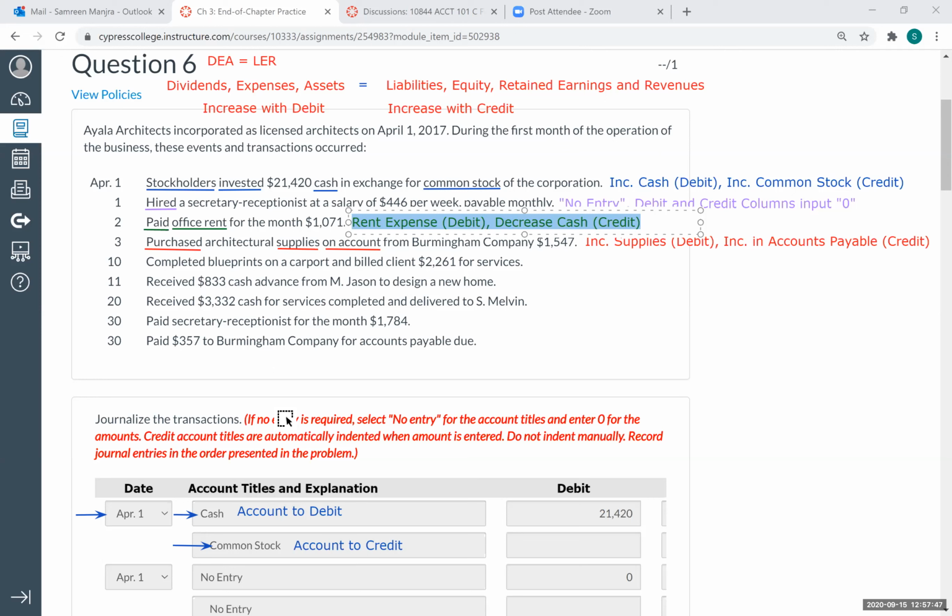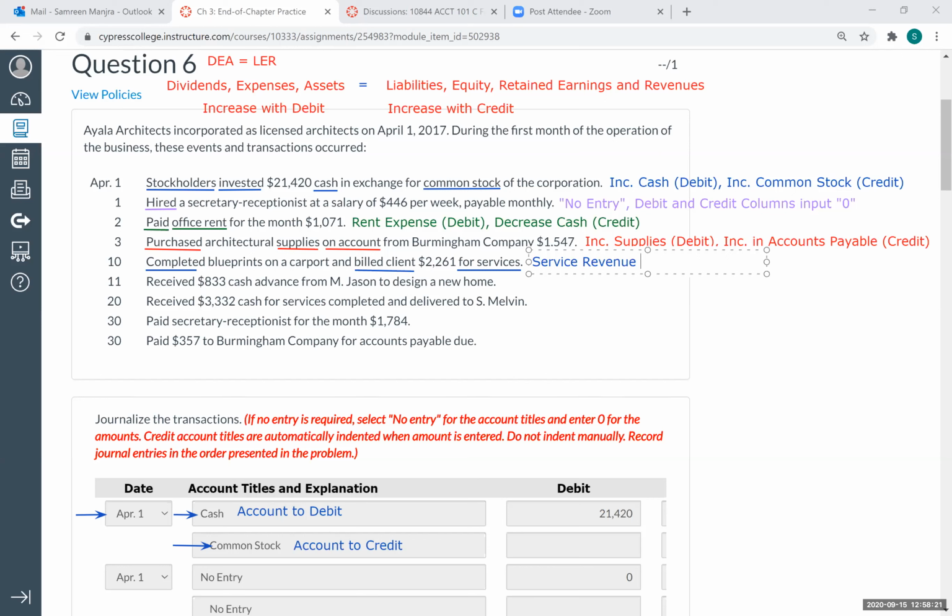All right, so our next transaction here, on April 10th, the company completed blueprints on a carport and billed the client for services. So right here, we know that we have completed services. So that means we can record the revenues. So we want to go ahead and record service revenue.